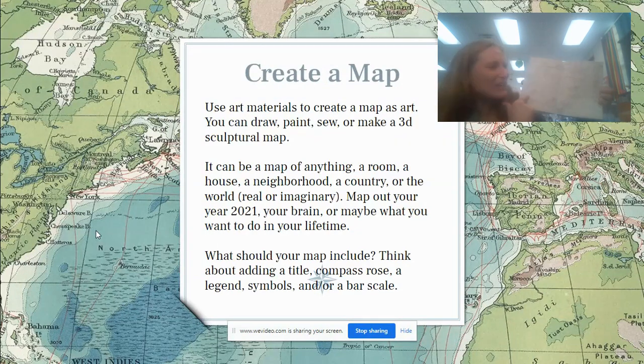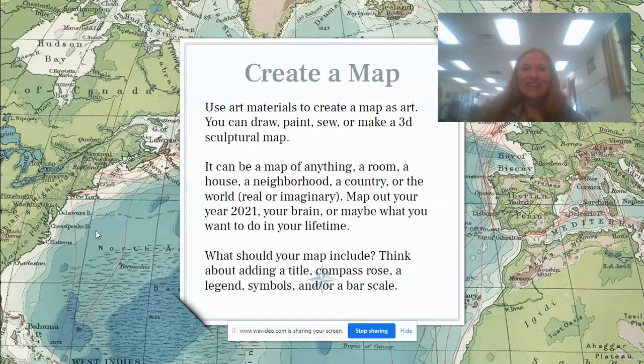So I do need to add a legend to tell what you're looking at. And then, of course, maybe some color would be good for an art room map. So, friends, I can't wait to see what kind of map you come up with. I just hope that you're creative and that you have fun.